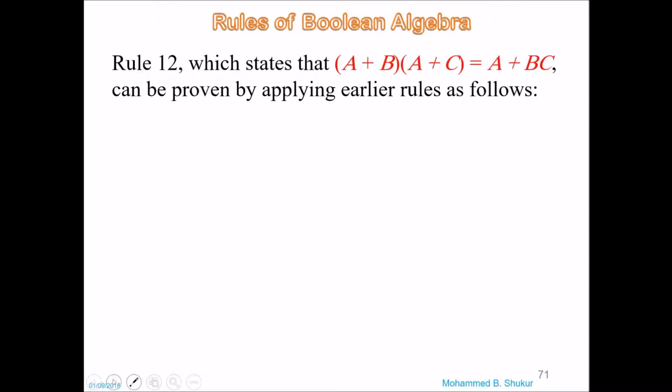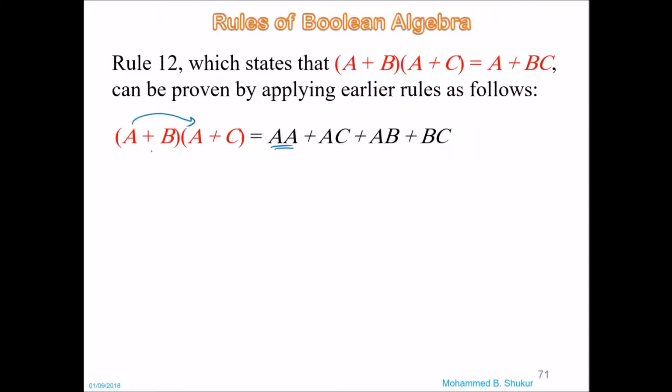Finally we have rule number 12, and now we are going to prove this rule. Okay, so we start from the left hand side. First of all we multiply the first term by the second term. So I multiply a by a, I have the first term, then a by c, then I multiply b by a, so I have ab, then I multiply b by c.